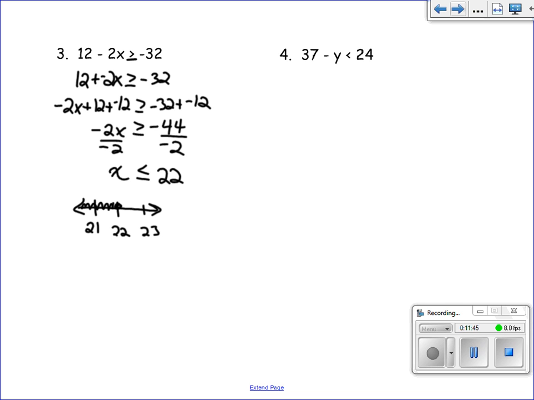37 minus y is less than 24. What would you like me to do first in this inequality? What do you think, Erna? This is positive here, so you should add negative 37. Careful with your signs. If you need to, change it to plus negative 1y. We're going to add the negative 37 to get rid of the positive.